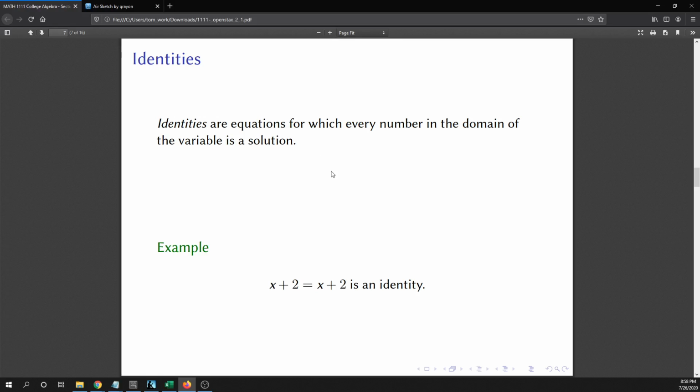Other types of equations are called identities. Identities are equations for which every number in the domain of the expressions involved is a solution. So for instance, x plus 2 equals x plus 2 is an identity. It really doesn't matter what real number you plug in for x, you're going to get a true statement no matter what. Whether it's a 0, a 5, a 7, any number is going to be a solution of this equation, and so that's what's called an identity.